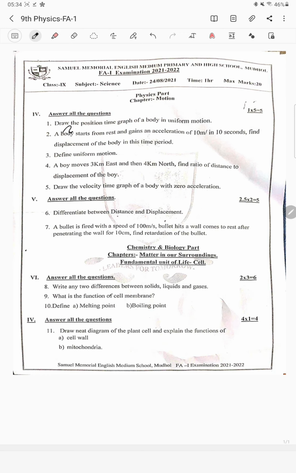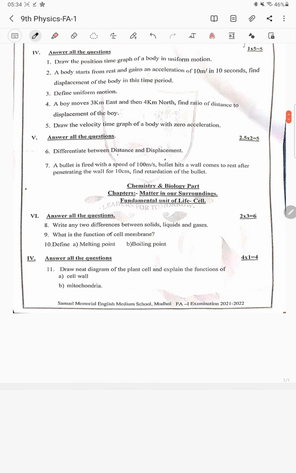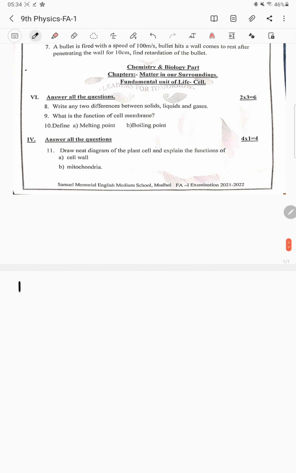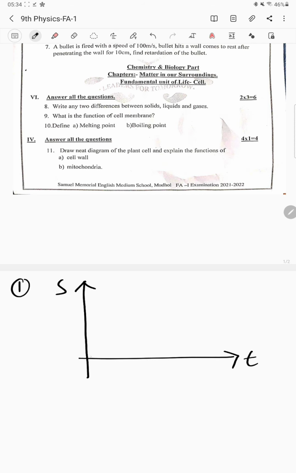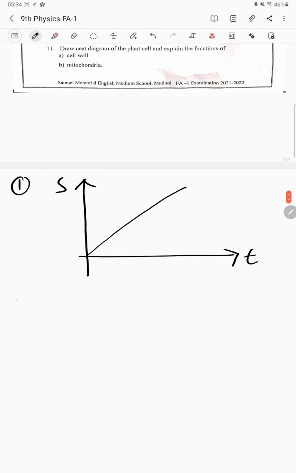Now, the first question is: draw the position time graph of a body in uniform motion. Everybody knows about all this, no? Uniform motion, position time graph, how it looks like. This is the time axis and this is the displacement. Uniform motion means it is a straight line, right? So this is the graph of a body in uniform motion.